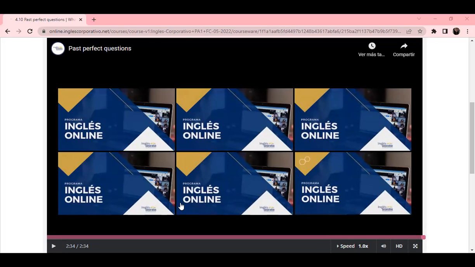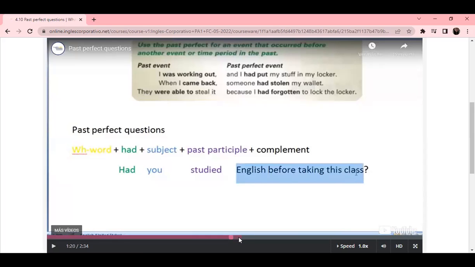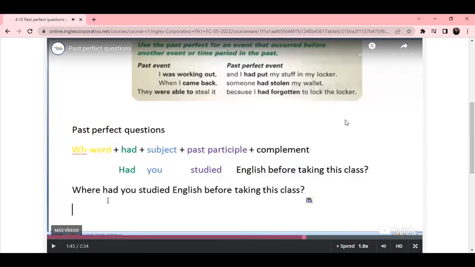Okay, so far we have not made questions, right? We have just made the sentences in black. So now it's time for us to make our questions, right? We know that with the questions, we start with had, right? Which is the auxiliary, but we also have the option to start with a WH word, right? As we can see there, plus the rest of the structure that we have, right? So let's start making our questions, right? It says, had you studied English before taking this class? Right? That was a good question.